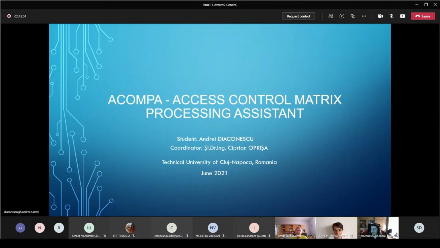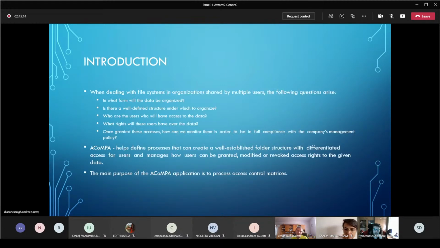My name is Andrei Diaconescu, and I will present ACOMPA, an access control matrix processing assistant. Every year, IT systems become larger and more complex, involving more data, more users, and more administrators managing users' access to data.